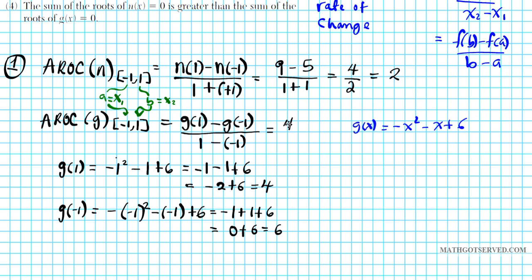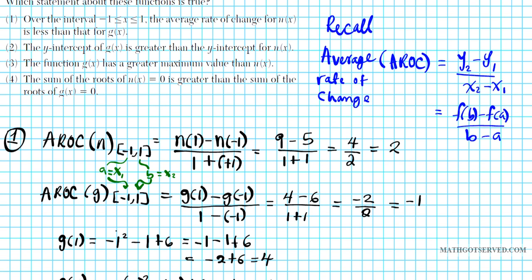So we have G of 1, 4, minus G of negative 1, which is 6. In the denominator, minus 1 minus 1 minus minus 1, minus times minus makes that a plus, so we have 1 plus 1. Okay, almost there, computing our average rate of change for G of x. So we have 4 minus 6, which is negative 2 over 2. Average rate of change is negative 1. So we can see from our calculations that the average rate of change of n is greater than the average rate of change for G.